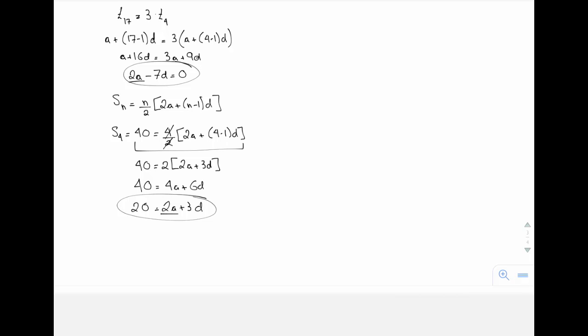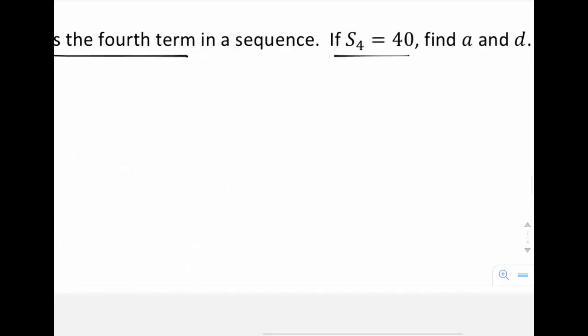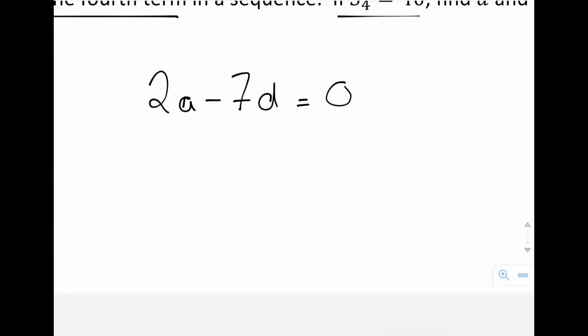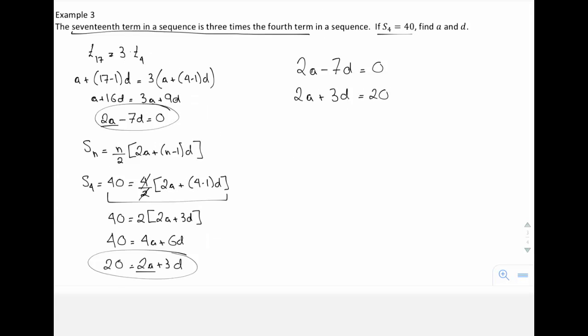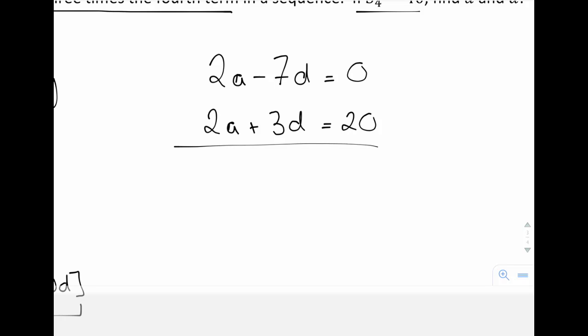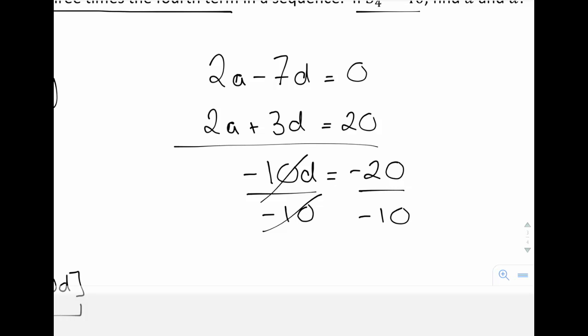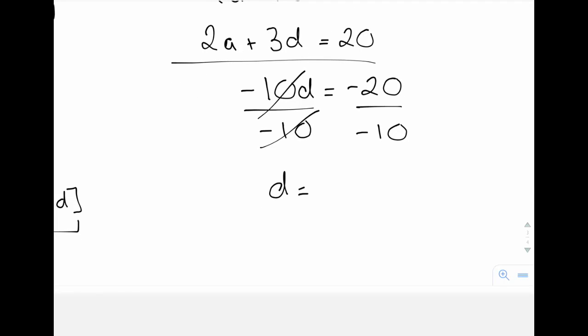So let's set up our system of equations. I'm going to take the first one, 2a minus 7d equals 0. And my second one, I have 2a plus 3d equals 20. And I'm going to subtract the 2. So in this case, the 2a's disappear. I'm left with negative 10d equals negative 20. And divide both sides by negative 10. Cancel, cancel. My d value is equal to 2.